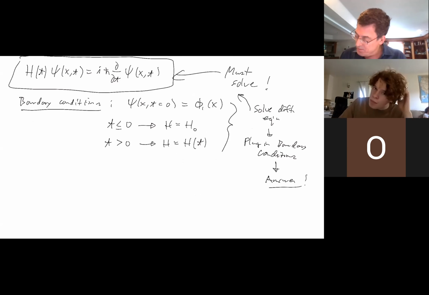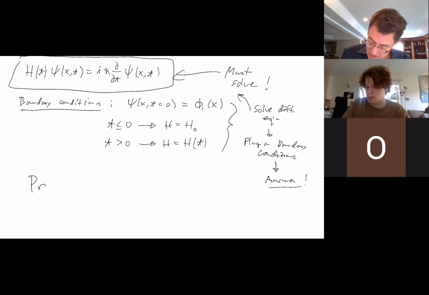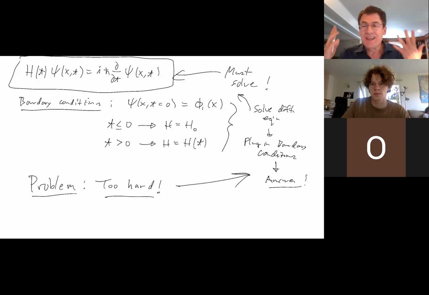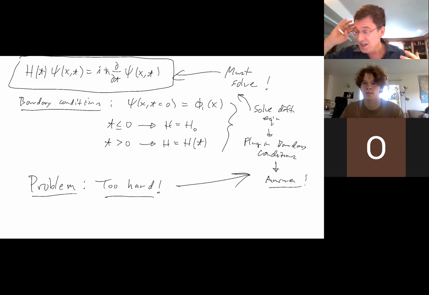But the problem is that it's too hard. Just plugging into this differential equation, the time-dependent Schrodinger equation, and then grinding through it and plugging in the boundary conditions and doing it exactly, it's just too hard. It's this big nightmare. I mean, people do it, of course, who have computers and are theorists and spend their lives doing it. But for most people, it's just too hard. It's just a big, complicated mess.